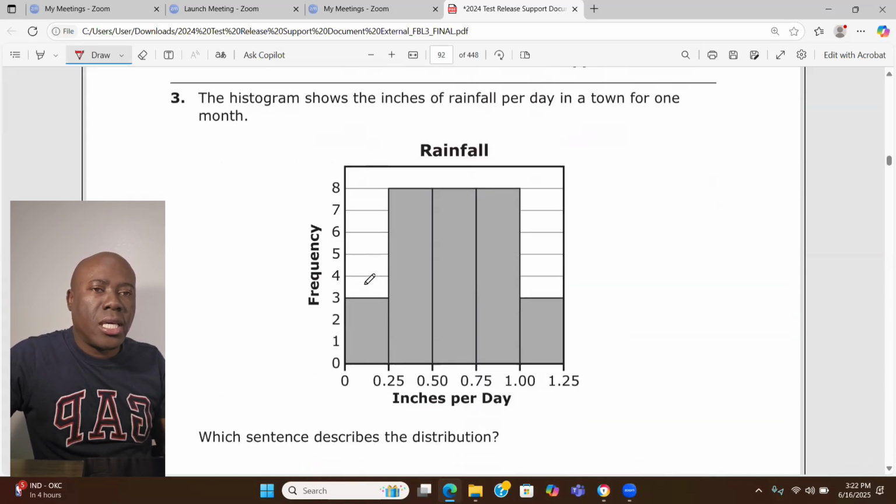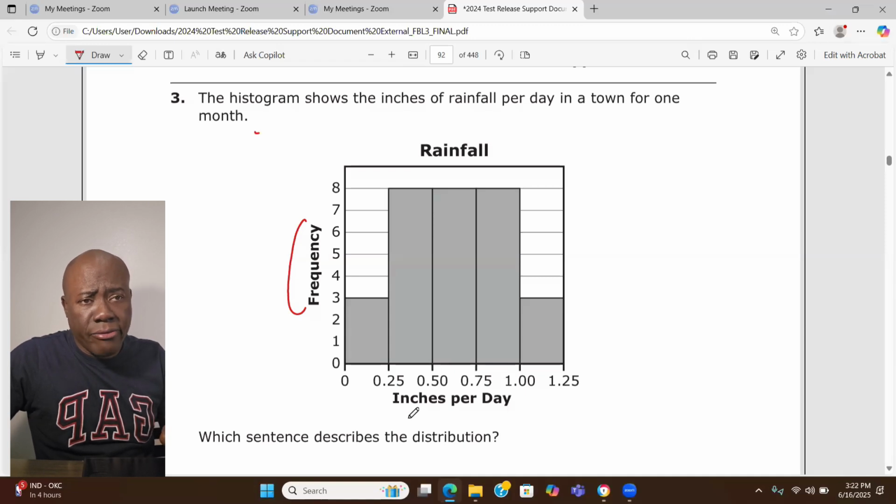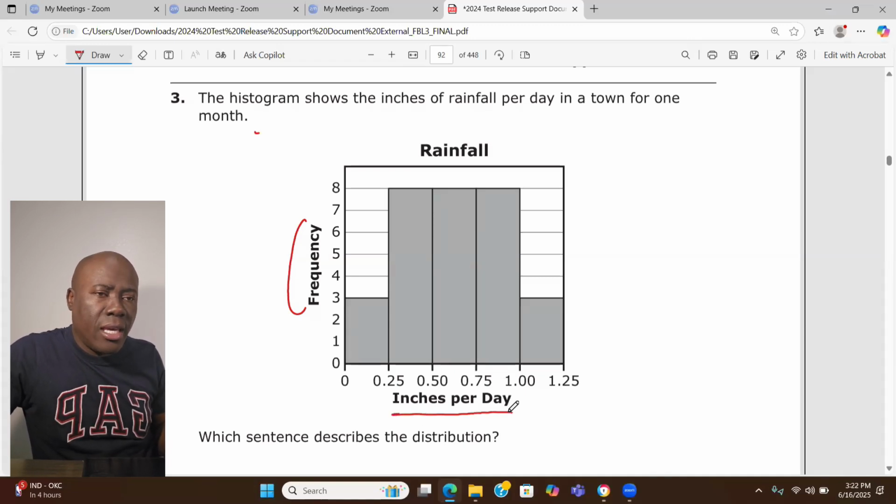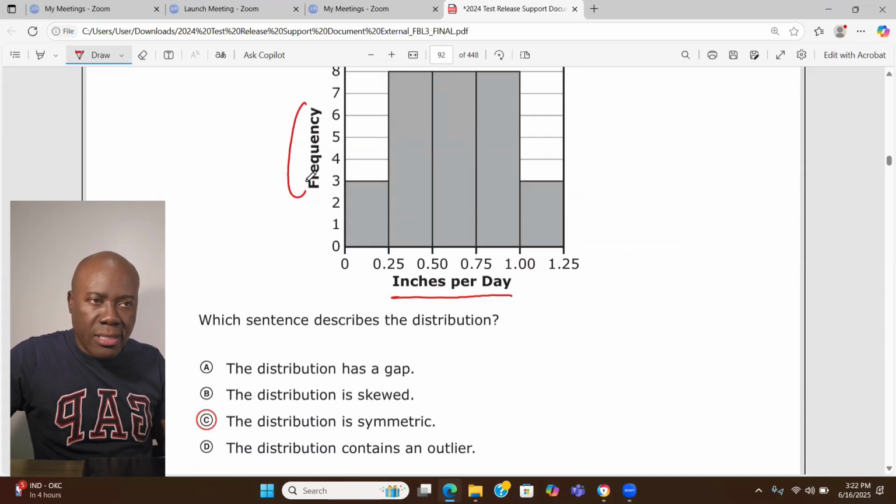Number 3 says here, the histogram shows the inches of rainfall per day in a town for 1 month. So we're looking at it. If we look on the y-axis here, this is the frequency. On the x-axis, it's dealing with inches per day. The question though says, which sentence describes the distribution? So we're looking to see what this distribution looks like. You could see that there is a symmetric idea with this distribution.